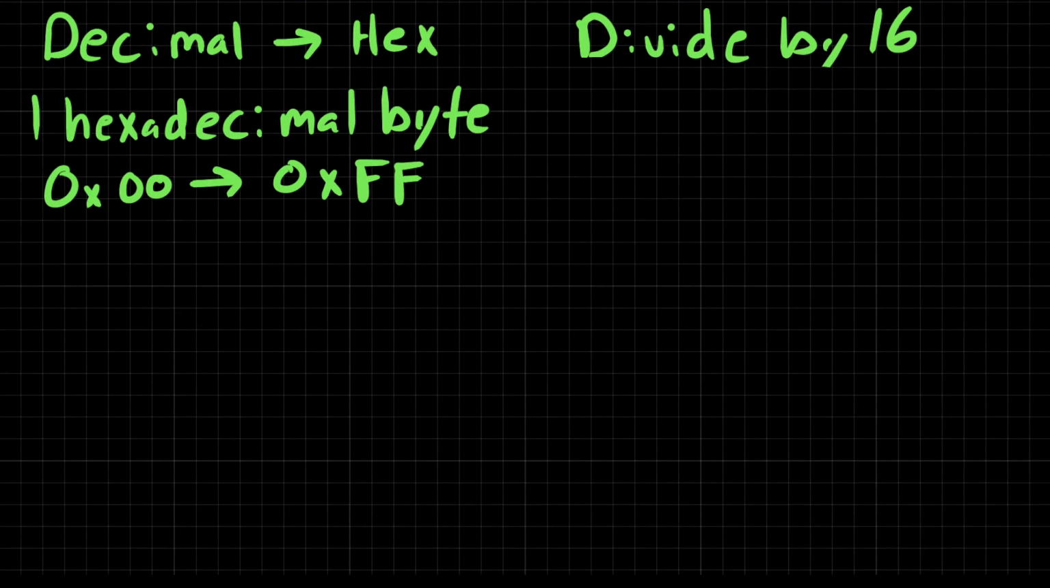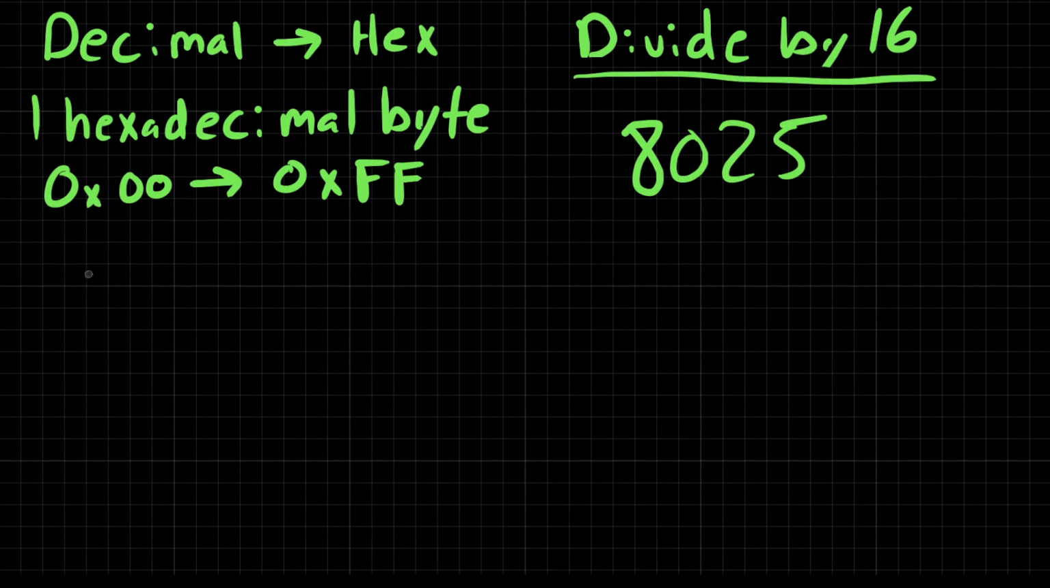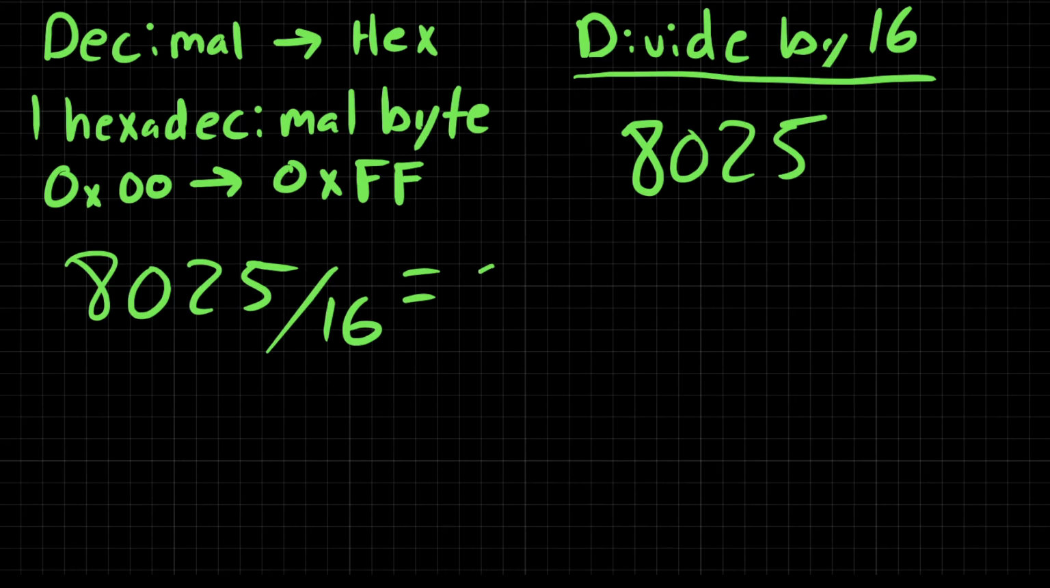All right, let's say we have a much larger number that we need to convert into hexadecimal. There is a much easier method than trying to remember all of the very large places in hexadecimal. We're going to take the value 8,025 here and convert it, and we're going to use the divide by 16 method to do this. So we're going to say 8,025 divided by 16. Now this gives us a number of 501.5625.